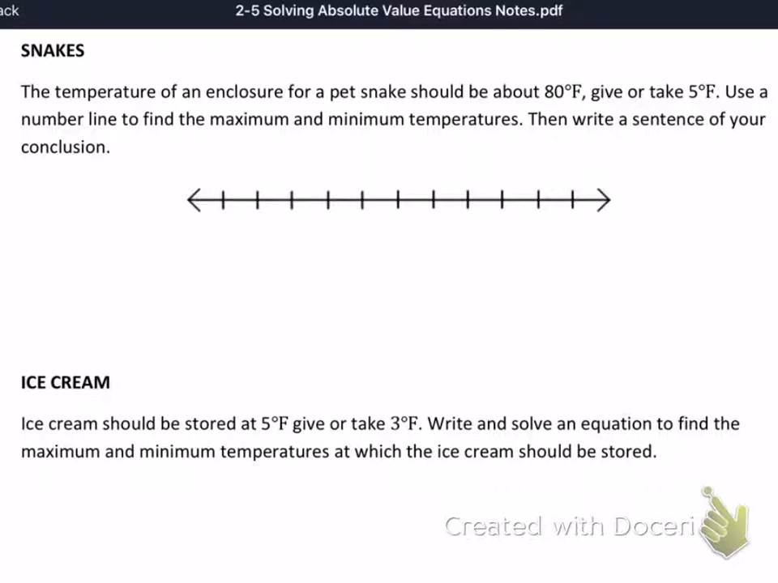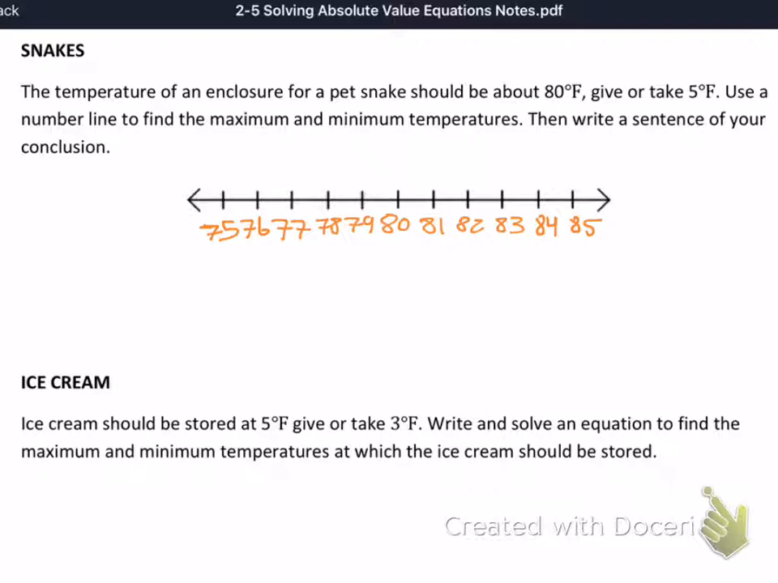The first word problem says the temperature of an enclosure for a pet snake should be about 80 degrees Fahrenheit, give or take 5 degrees. Use a number line to find the maximum and minimum temperatures, then write a sentence of your conclusion. So this one actually tells us to specifically use a number line. So I'm actually going to go ahead and fill out the grid here.